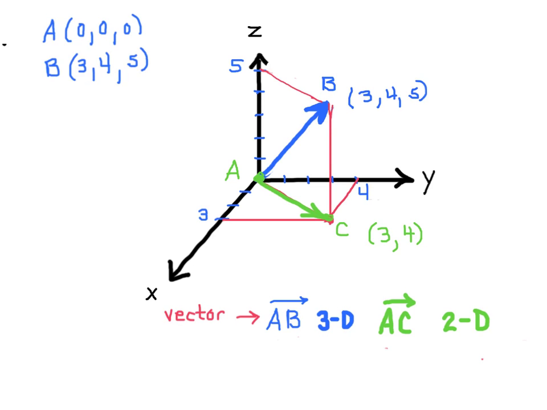And we want to write it in component form. For vector A, we use angle brackets on each side, and we put in, in three-dimensional space, for vector A is 3, 4, 5.